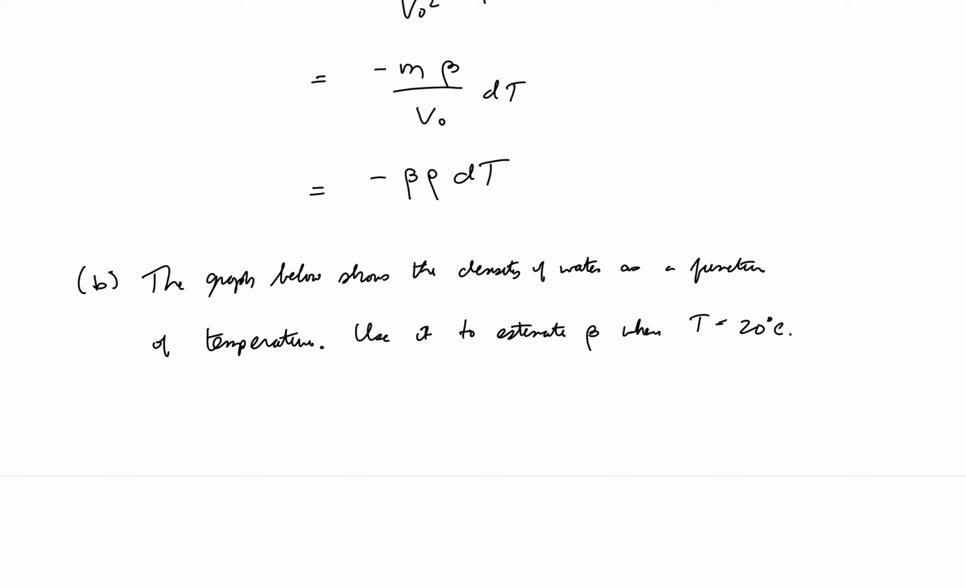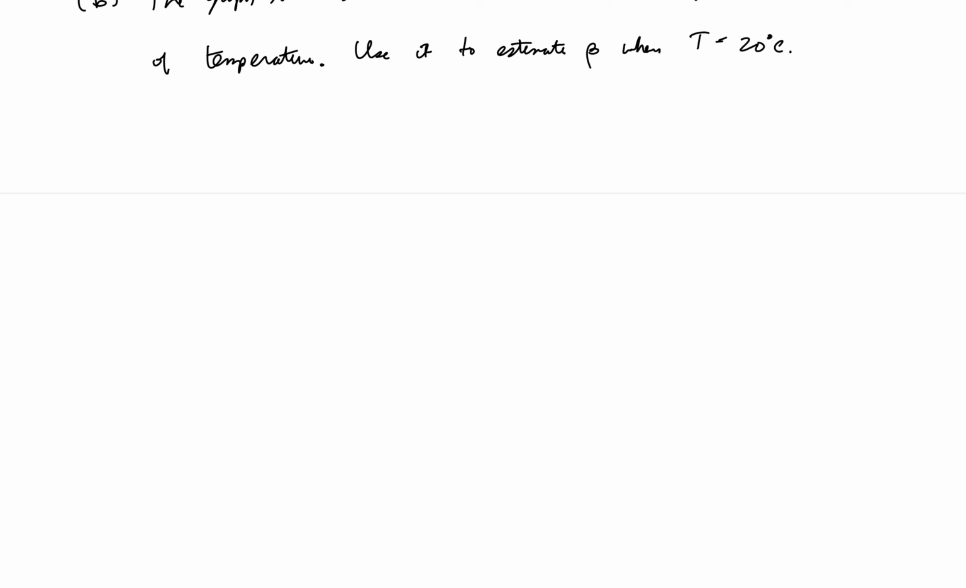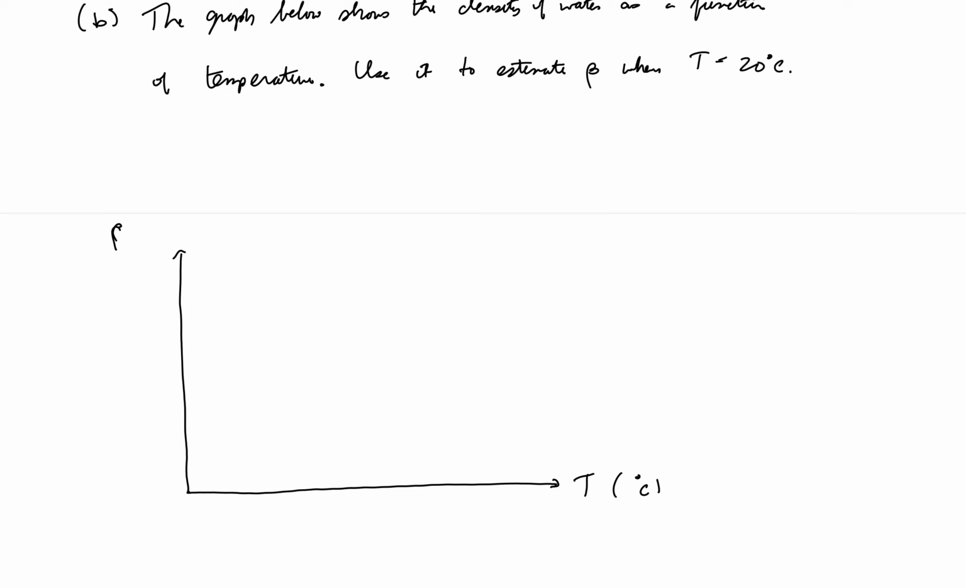Okay, so I'm going to draw a graph here that's going to give the density of water as a function of the temperature, and we're going to use it to estimate beta when the temperature is 20 degrees Celsius. So let me give this graph now. This is T degrees Celsius. This is rho kilograms per meter cubed.